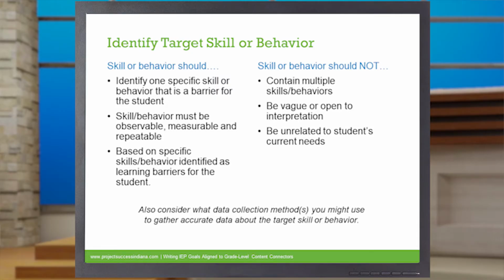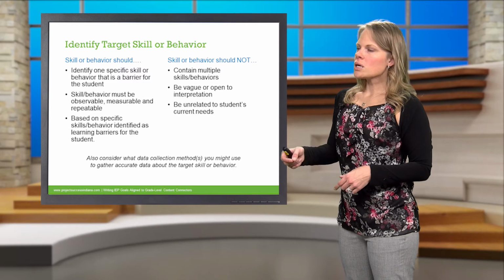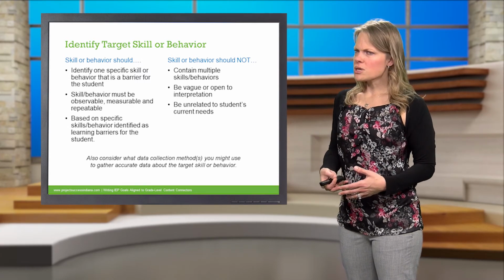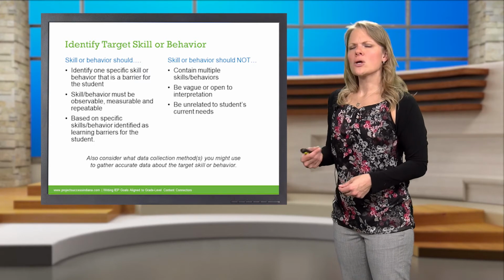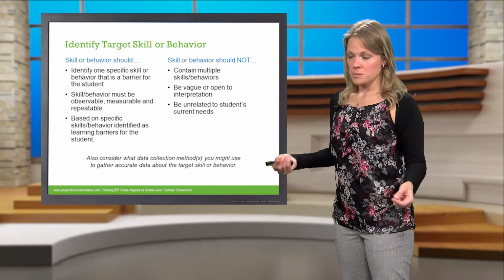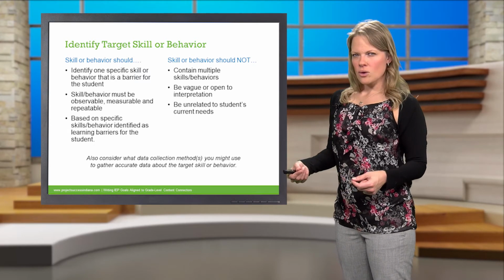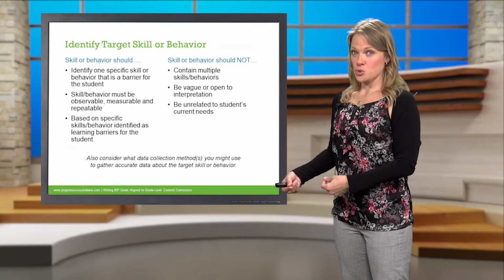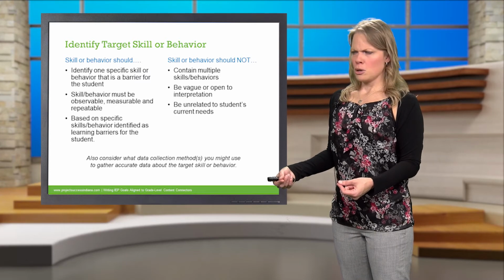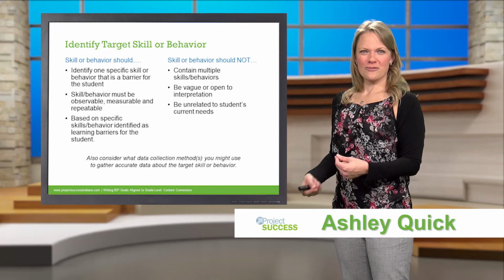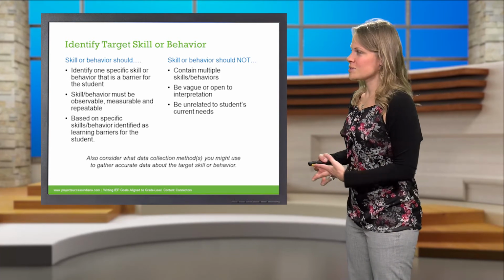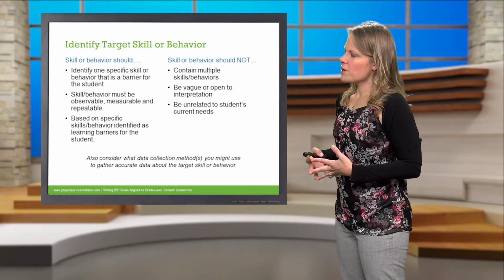Consider what data collection methods you might use to gather accurate data about the target skill or behavior. We're not going to list it now in terms of this IEP goal development process. It's really important to think through ahead of time, how am I going to track progress toward this skill or this behavior? Because if you decide on the skill, and then you get to the point of actually having to progress monitor and you find, oh, I am not sure how I'm going to find out whether a student is performing this skill or not, or to what degree they're performing this skill. So it is important to think through that process ahead of time.